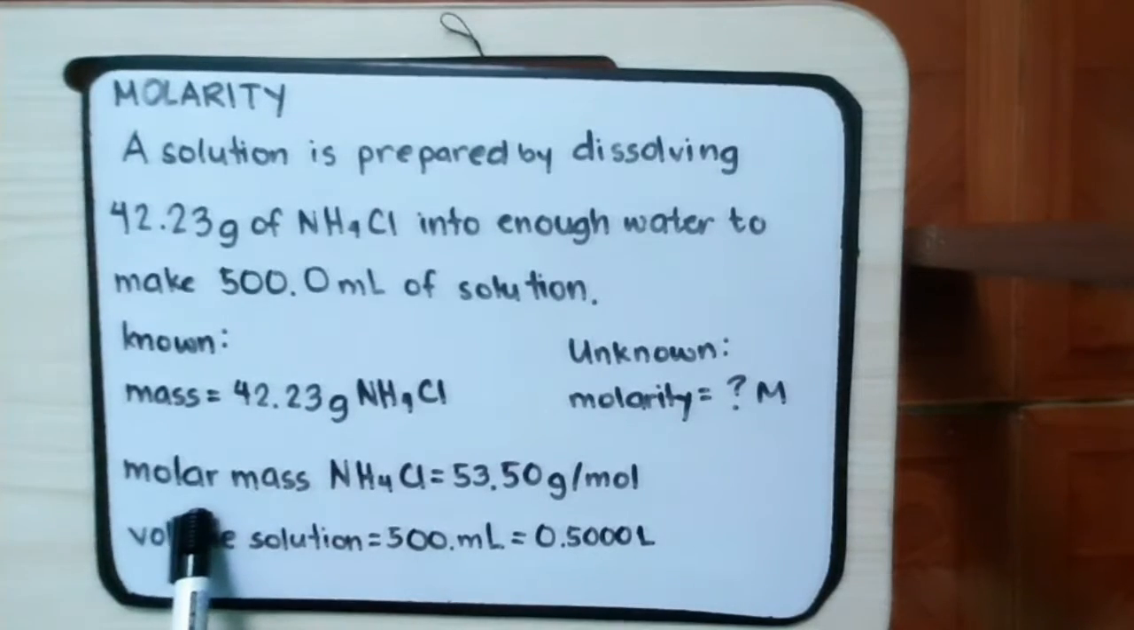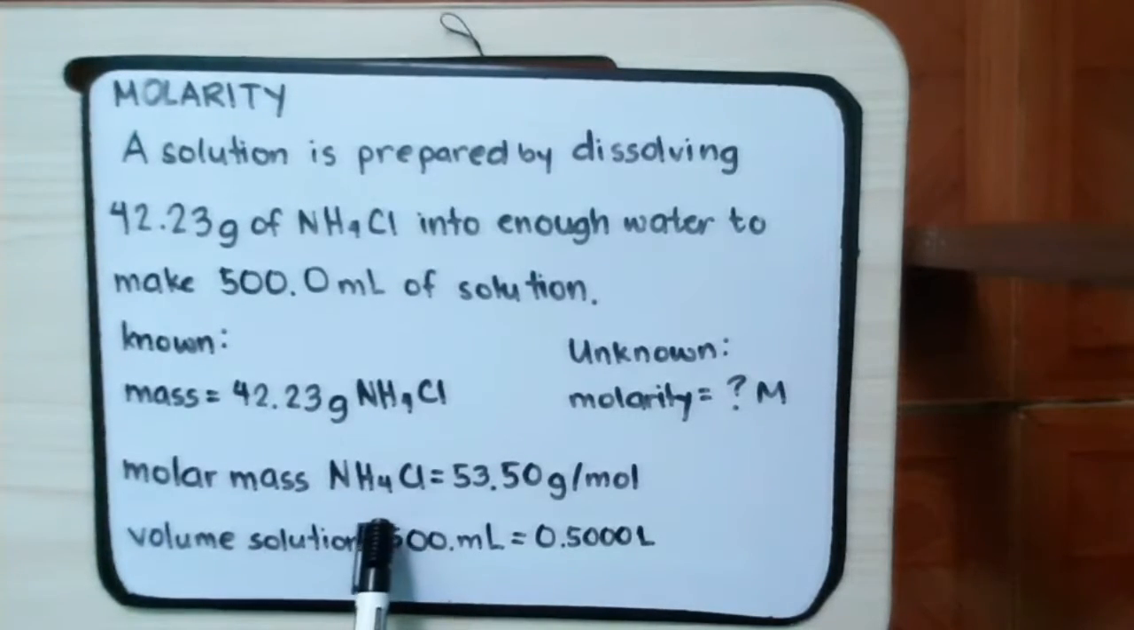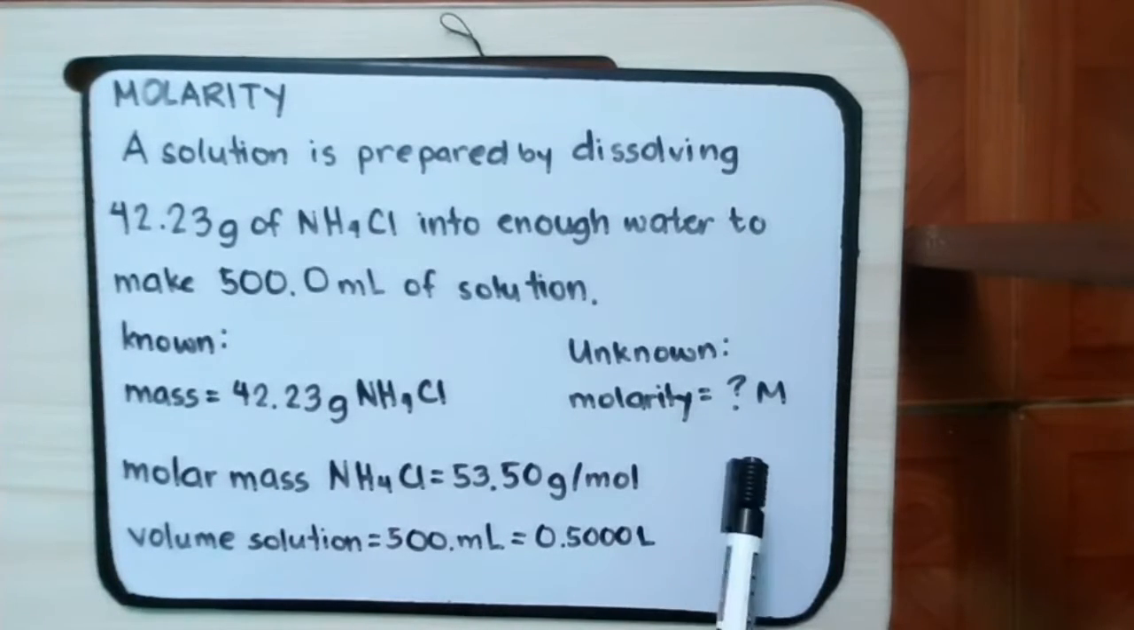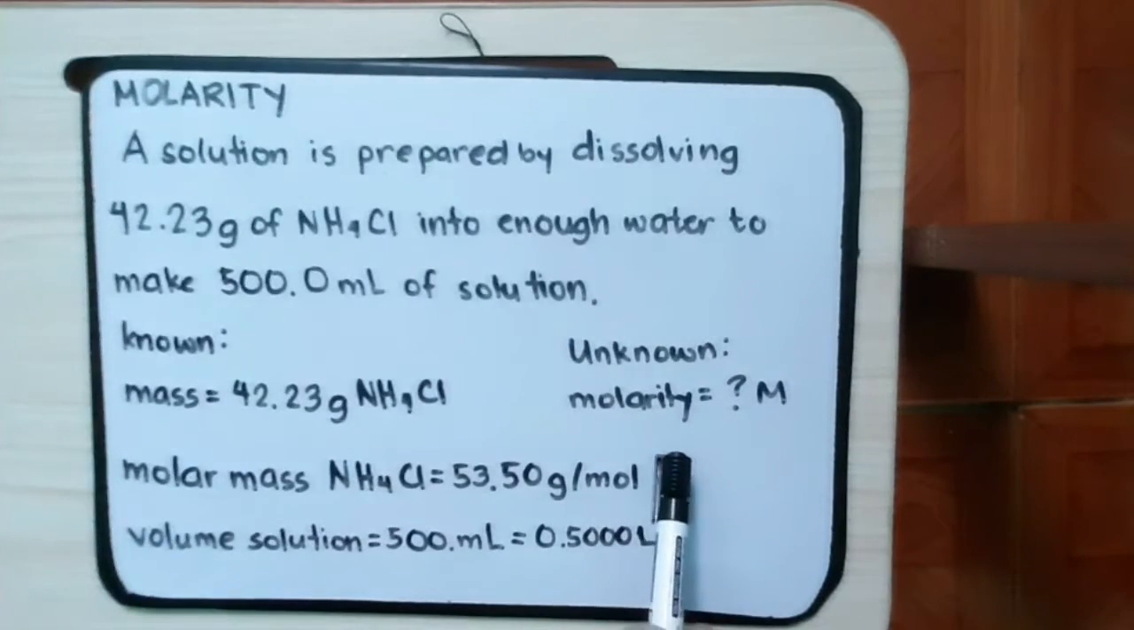We have our molar mass of NH4Cl, which is equal to 53.50 grams per mole. We have our volume of solution also given here. We have 500.0 mL, which could be converted into 0.5 liters. So our unknown property is the molarity. So we have to calculate its molarity.